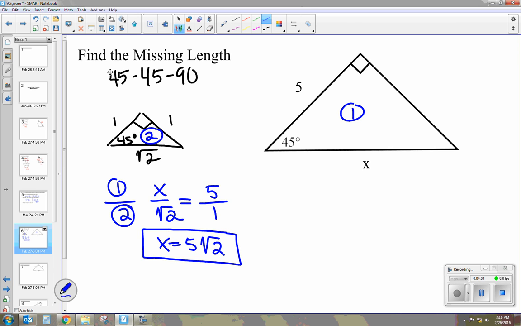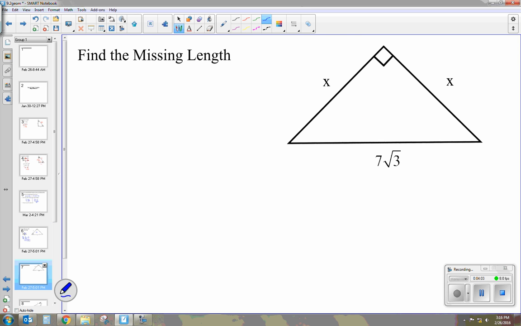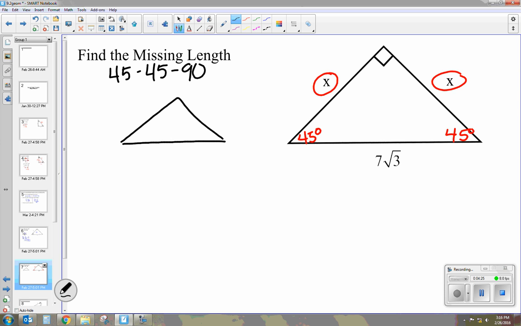Let's do another example. Now this one doesn't have any measurements inside the triangle, but we know that this is a 45, 45, 90 because these two sides are exactly the same. So it has to be a 45, 45, 90. And so we're going to draw another smaller triangle, a mini one, with the base values. Legs are 1, hypotenuse square root 2. We are now going to set up a proportion and solve.